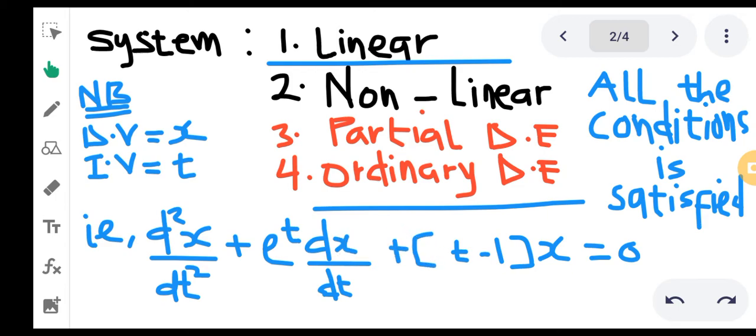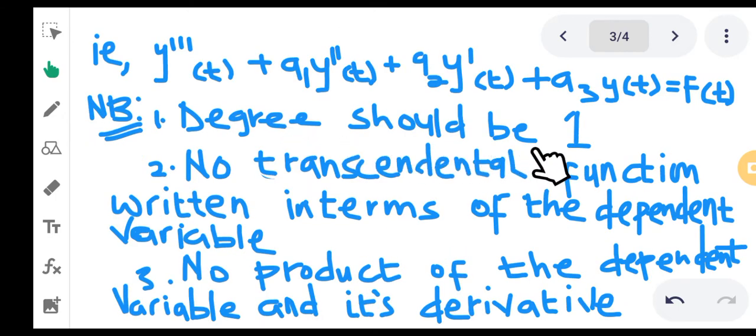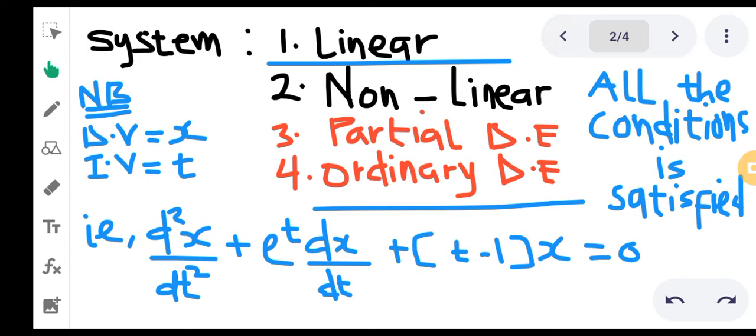So it qualifies to be a linear differential equation. And then lastly, no product of the dependent variable and its derivative. We can clearly see that there is no product of the dependent variable and its derivative. Here, the dependent variable is x, as I said earlier. The x multiplies t minus 1, and t is independent, it is not a dependent variable.